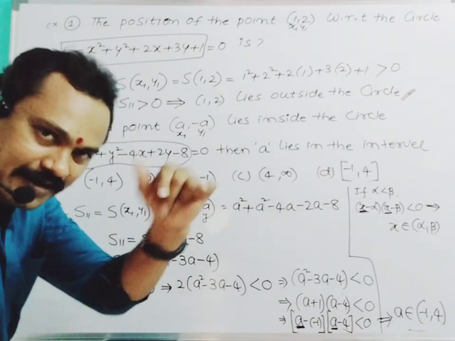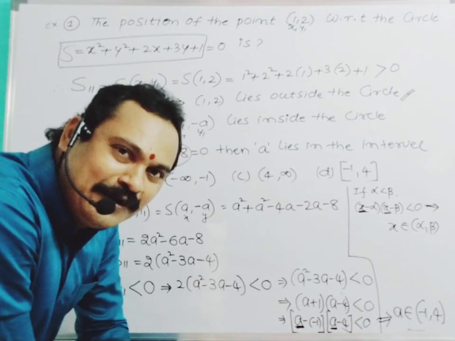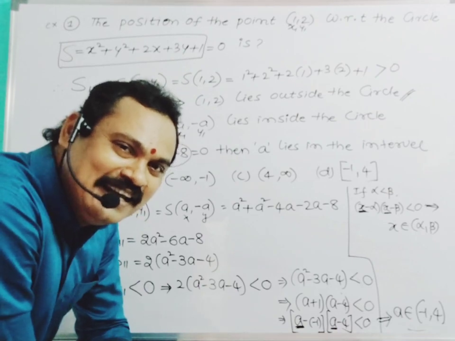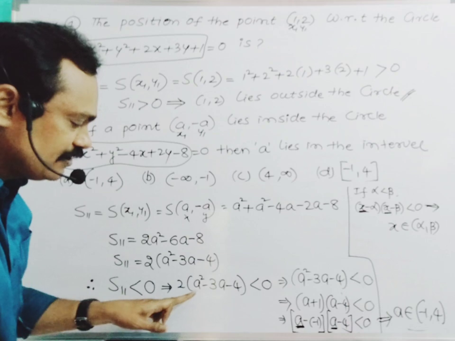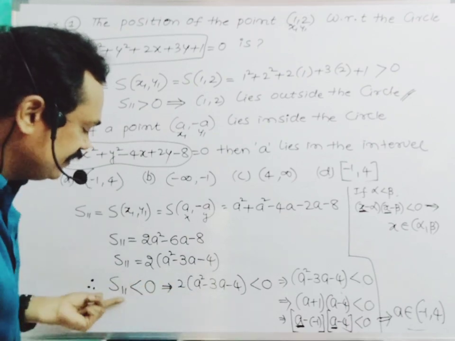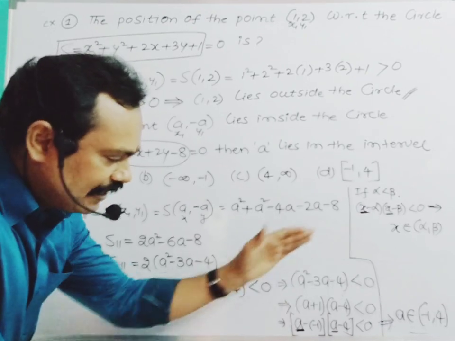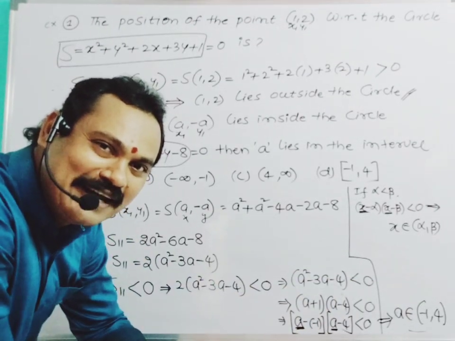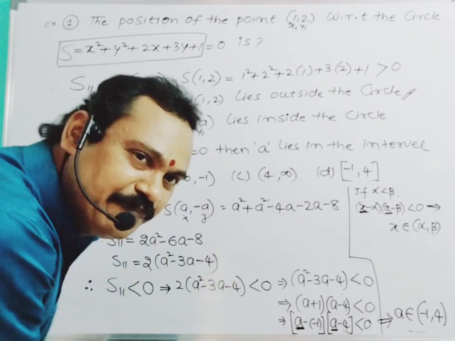And according to the given data, the given point is inside of the circle. What is the condition? S11 must be less than 0. That I have written: S11 is less than 0, 2 times A square minus 3A minus 4. This expression I have replaced, less than 0, and factorized, simplified. Then A belongs to minus 1 comma 4. Is it clear, all of you? Okay.